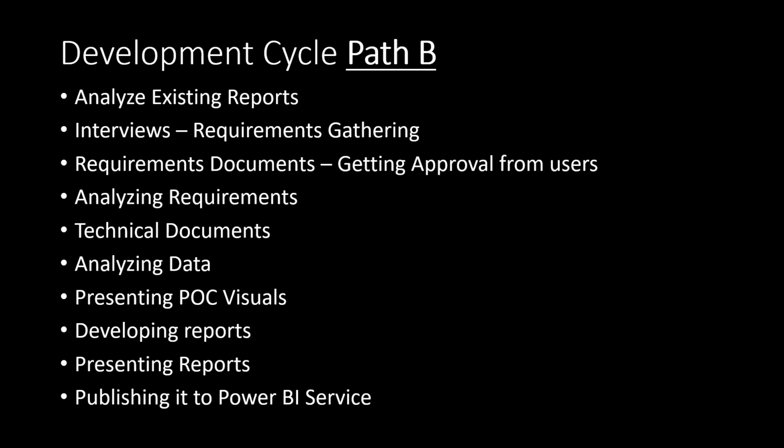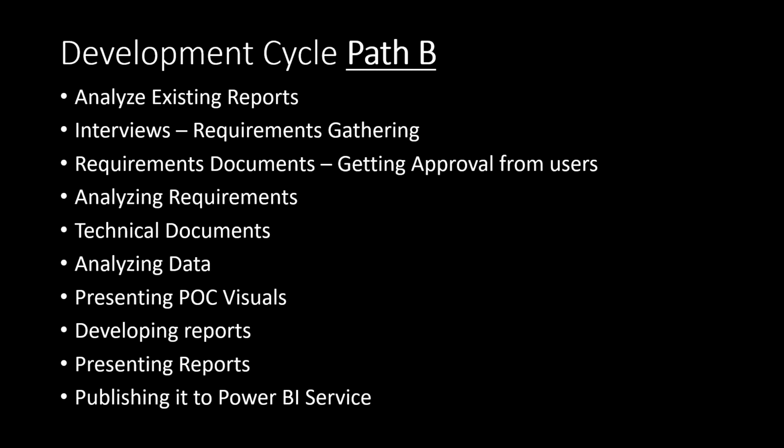Okay, and then we have path B. The difference between path A and path B is that in path B, you will have existing reports available. Let's say they are moving from Tableau to Power BI, or from Excel to Power BI. The only difference here is that first you will be analyzing the existing reports they have, and then what all visuals we have to move from Excel, Tableau, or SSRS to Power BI. After that, it will be the same process.